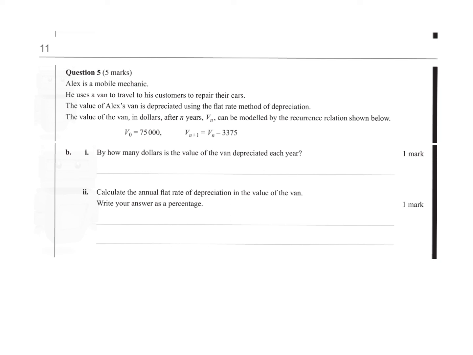Okay, Alex is a mobile mechanic. He uses his van for repairs. This is the same question. He uses the flat rate, and there's a recurrence relation we know. By how many dollars does the van depreciate every year? Yeah, you're simply reading it off. And calculate the annual rate of depreciation. So we're going to use that formula from our annual rate, and we're going to say 3375 equals the rate over 100 times, and we're going to go solve.